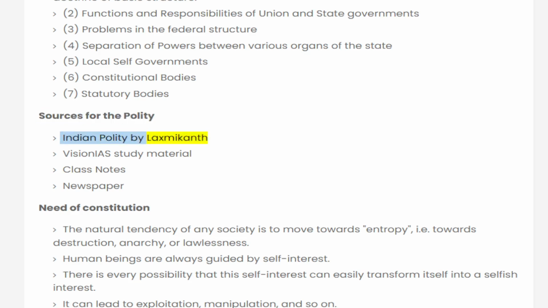Sources for the polity: Indian Polity by Laxmikanth, VisionIAS study material, class notes, and newspaper.